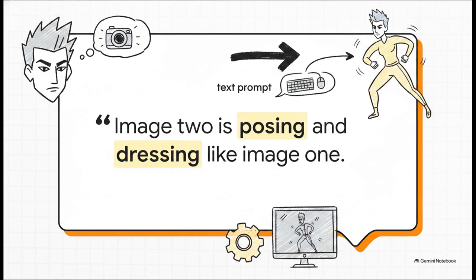You literally instruct the AI with something like, "Image 2 is posing and dressing like Image 1." It's that simple. Keep the resolution locked at 2K and the aspect ratio at 3:4, and hit Create. The AI essentially synthesizes the facial identity and style of your influencer with the exact physical pose of the video's first frame. Once it's done, you just download that final perfectly posed static image.